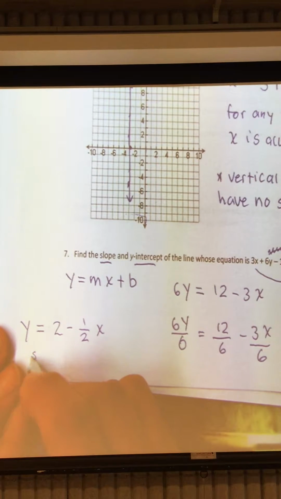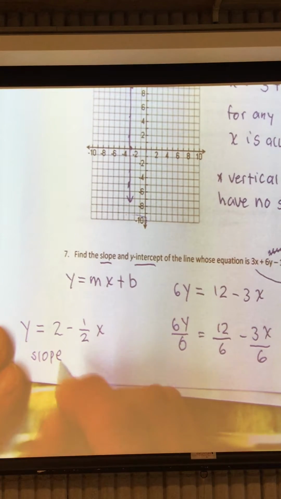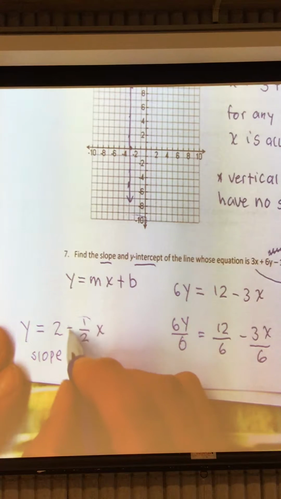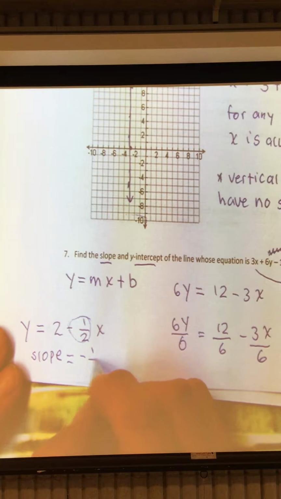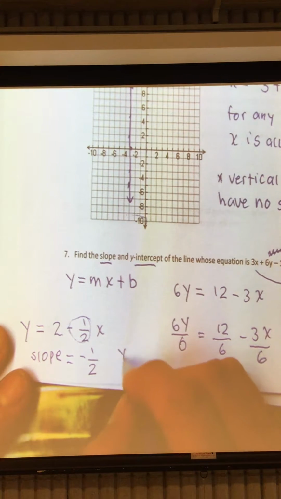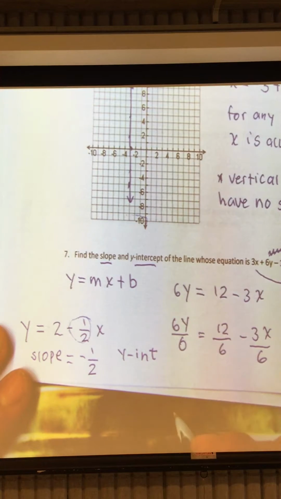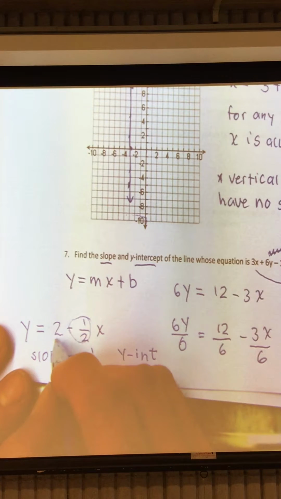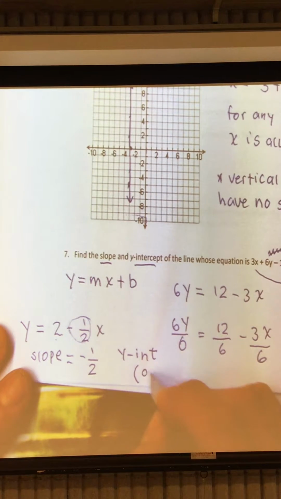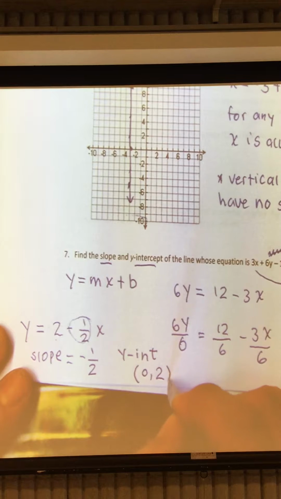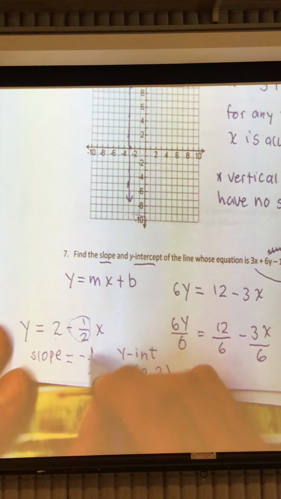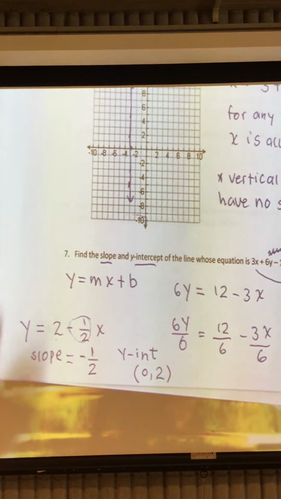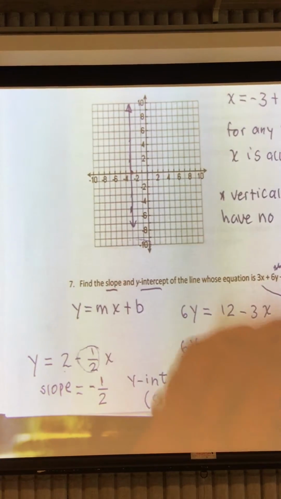The slope is the coefficient of x, which is over here with the minus sign included. That's negative 1/2. And the y-intercept is the b value, which is the constant term, or the number all by itself without an x, and that will be the 2 here. Noting that it is a coordinate and should be listed as such, since that is a point the line passes through on the y-axis. So slope, negative 1/2, y-intercept (0, 2). Let's do problem number 8.